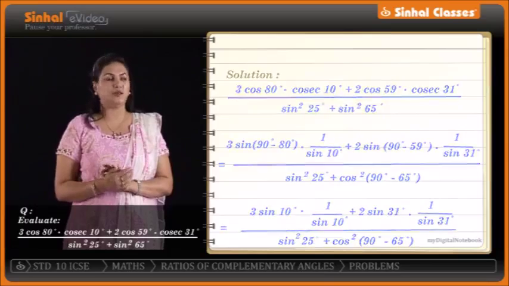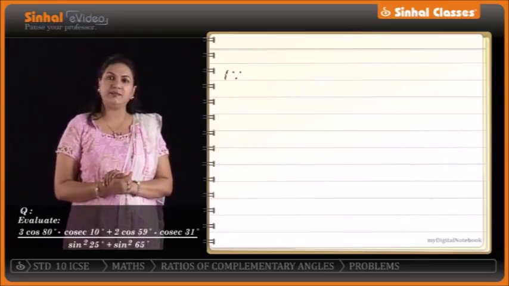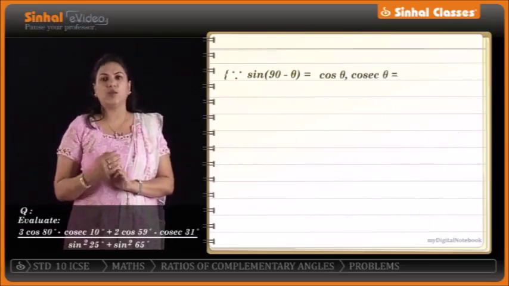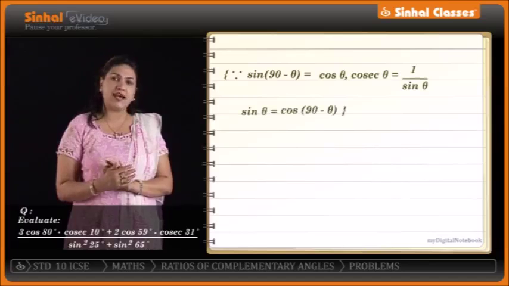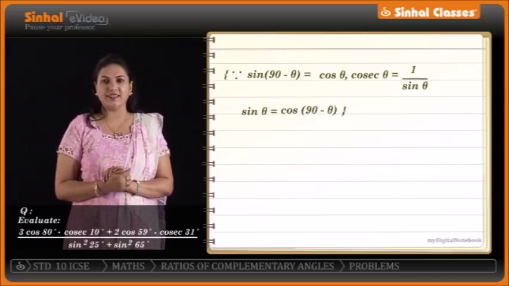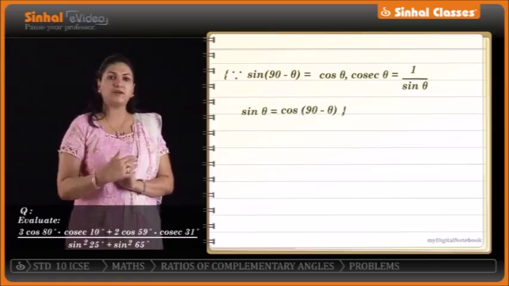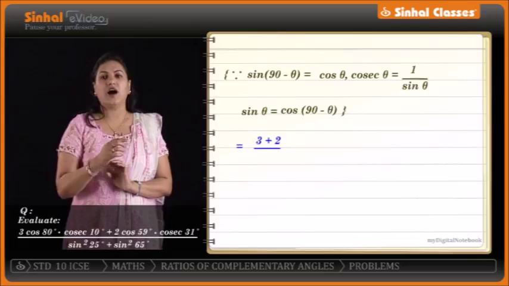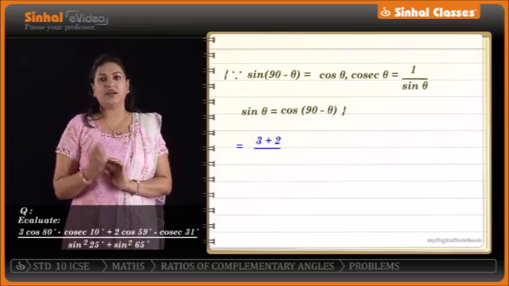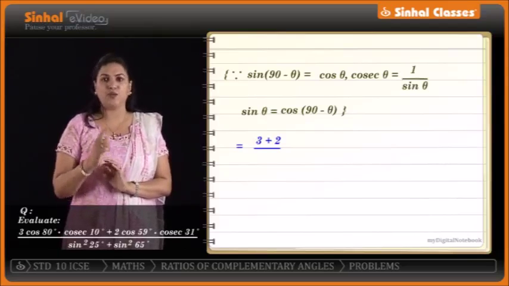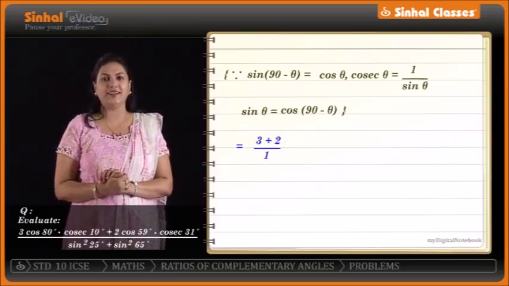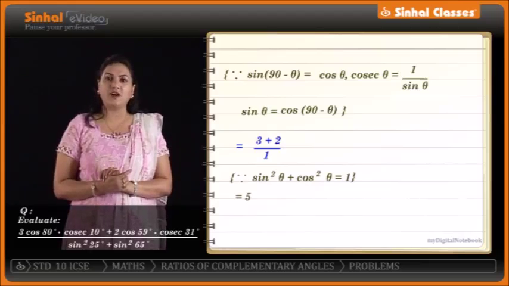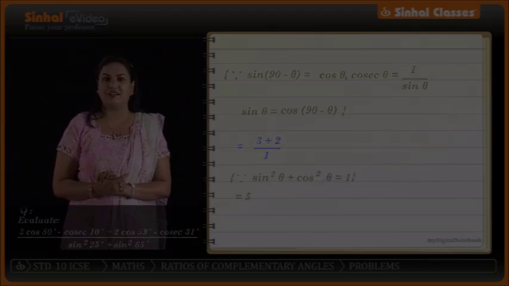This has been possible because sine 90 minus theta is cos theta, cosec theta is 1 upon sine theta and sine theta is cos 90 minus theta. Now the expression can further be simplified as 3 plus 2 upon... Now what is sine square theta plus cos square theta? It's always 1, the fundamental identity. So we have 5 upon 1, which is 5. So the value of this expression is 5.